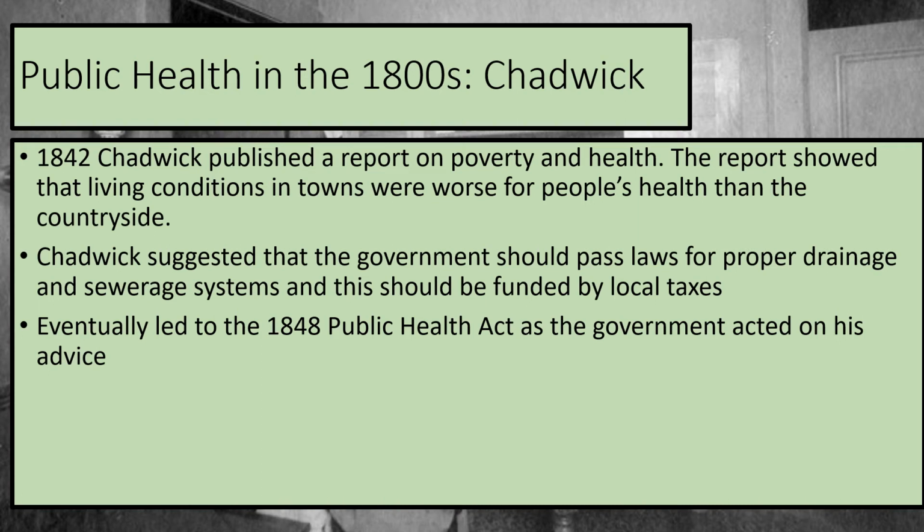So in 1842, he publishes a report on poverty and health, and he shows that living conditions in the towns are way worse than they are in the countryside. And he shows that this is having a real detrimental impact on people's health. Now, he suggests that the government should do something about this, and that the government should pass laws for proper drainage and sewage systems, and that this should be funded by local taxes. Now, this is quite a revolutionary idea.